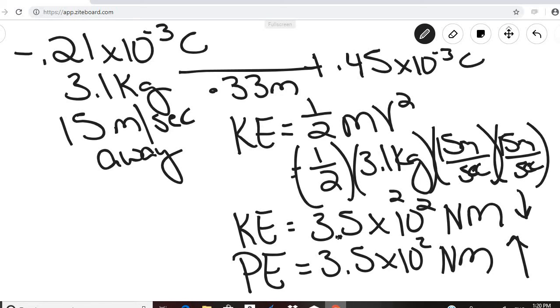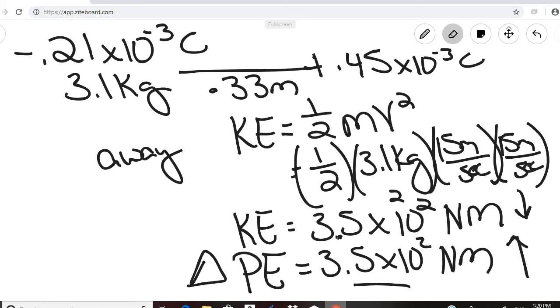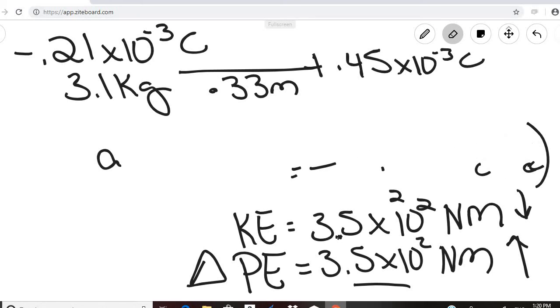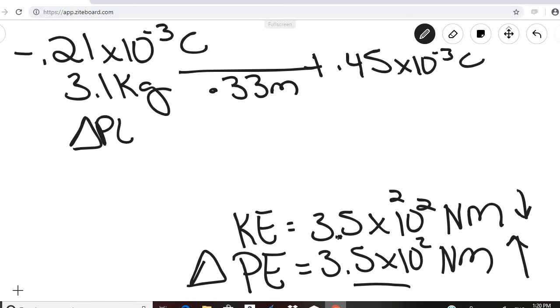So that's delta PE, right? That's the change in potential energy. We went from 0 potential energy up to this much. So what can we do with that now? Well, we know that the change in potential energy is equal to Q delta V.